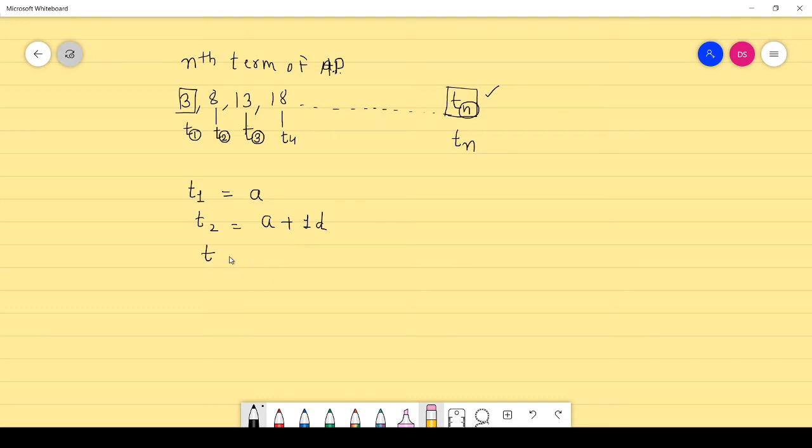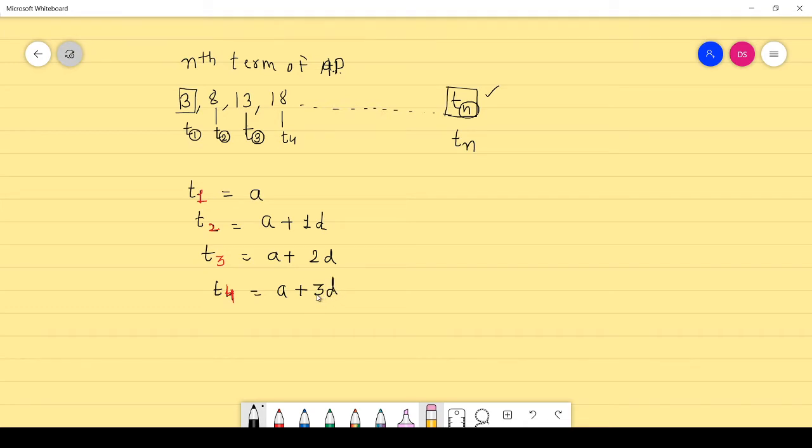Third term, we can write it down in a specific manner. Here the second term, here the first term. So the third term is a plus 2d. Fourth term, I'll change the color for you. T4 is equal to a plus 3d.